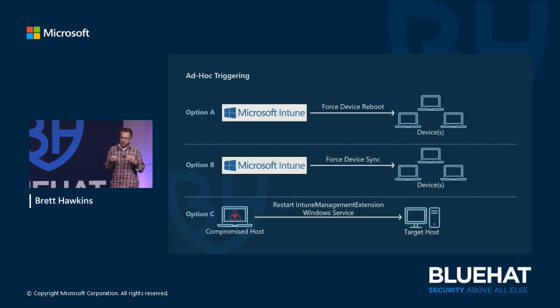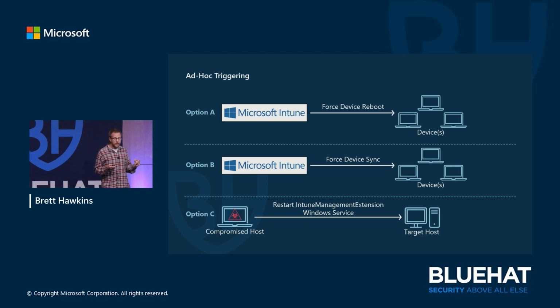And then after you've targeted who you want these scripts or applications to run on, you need a way to force them to run on devices. There are three different ways to trigger this. You could force a device reboot, you could force a device sync via Intune, or if you have connectivity to your target host, you could restart the Intune Management Extension Windows service.